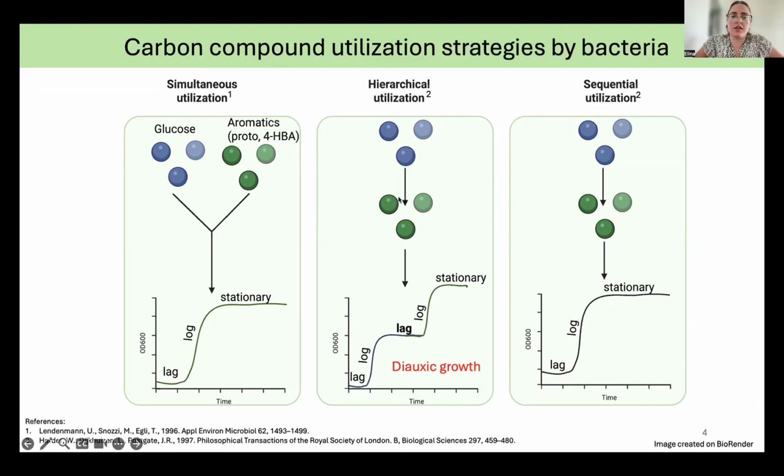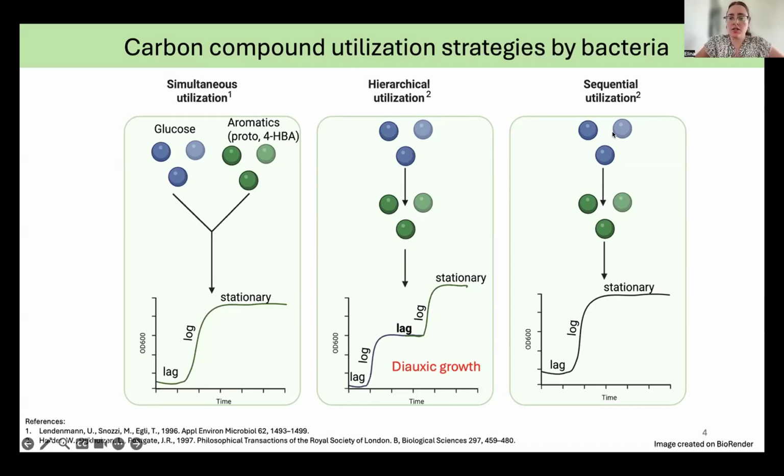In the second scenario, you have hierarchical utilization. Here, bacteria prioritize one carbon source, in this case the one that offers the highest energy yield, and suppress the metabolism of the second carbon source. It's not until the first carbon source is depleted that you get utilization of the second compound, but there is a temporary lag phase because the bacteria need to reprogram their metabolic pathways to enable utilization of the second carbon source. And then you have sequential utilization.